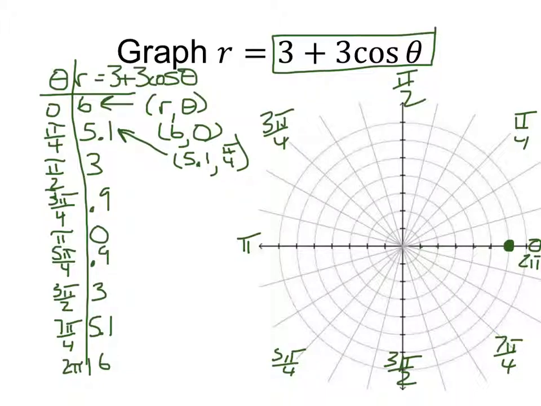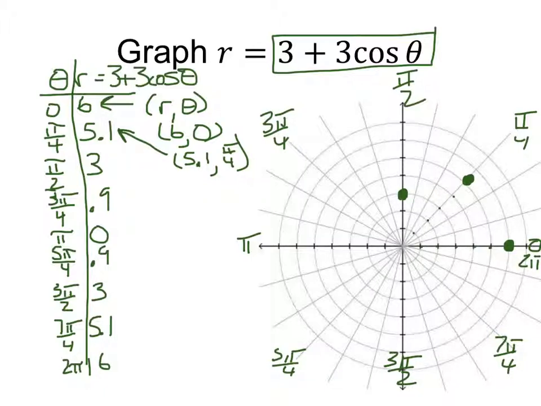At pi over 4, 5.1. So I'm going to go up 1, 2, 3, 4, 5, and then 0.1, and my point is going to be here. Of course, my dots are a bit big, and since it's a decimal, it's not going to be perfect. But at pi over 2, I have an r value of 3, or a radius of 3, and so I have that point there.